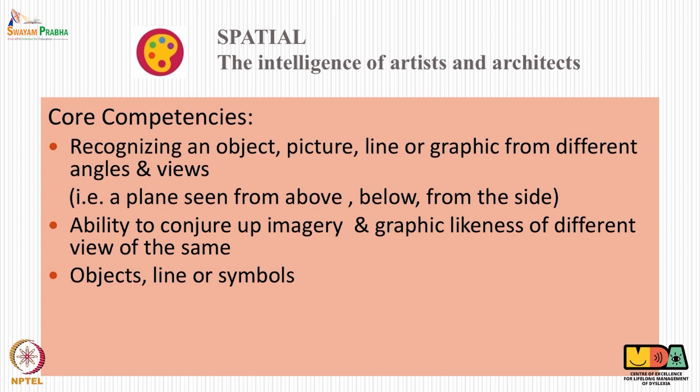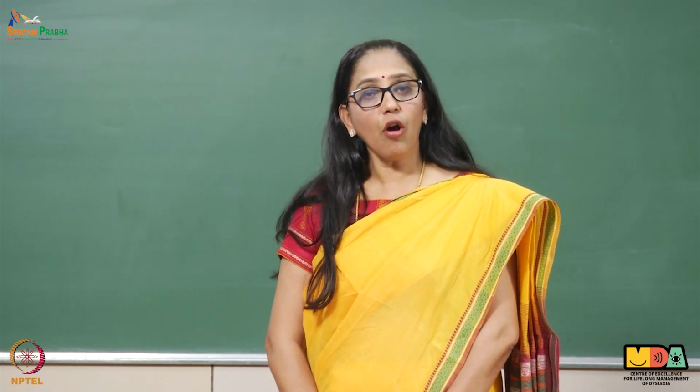We will look at spatial intelligence and its potential in the classroom. This is the intelligence of artists and architects, and as we have earlier seen, the core competencies of this intelligence are the ability to recognize an object, picture, line or graphic from different angles and views. This means that individuals with this intelligence can visualize a certain object or image from more angles than they are already seeing in it.